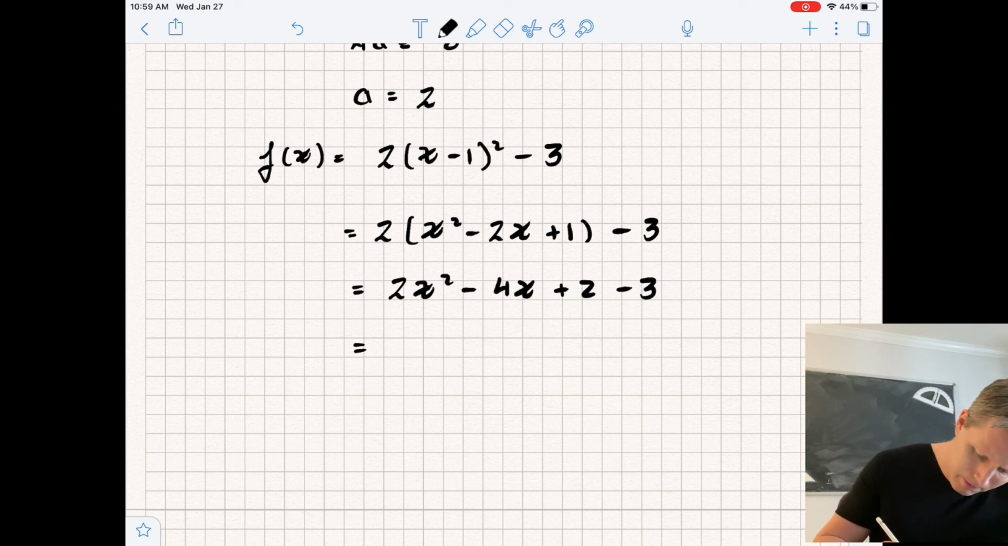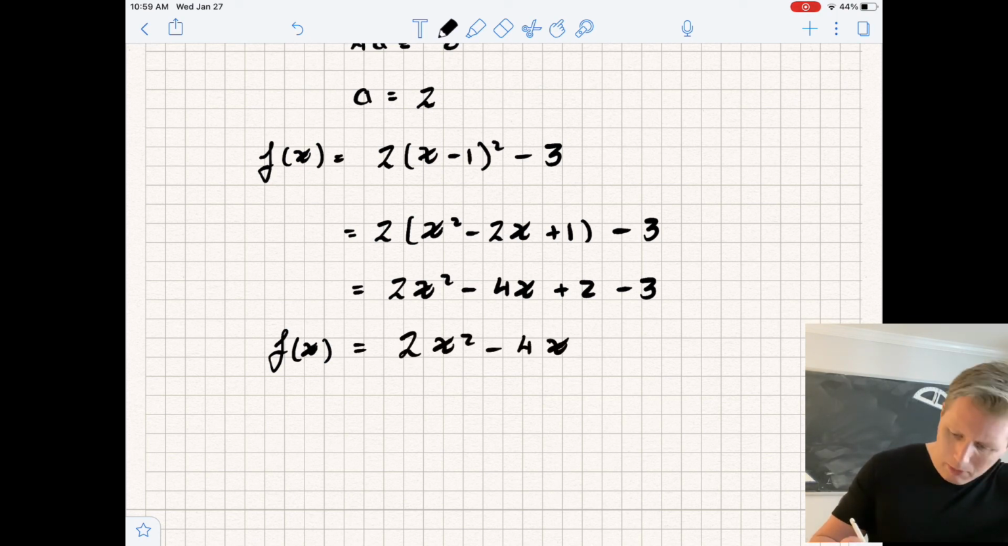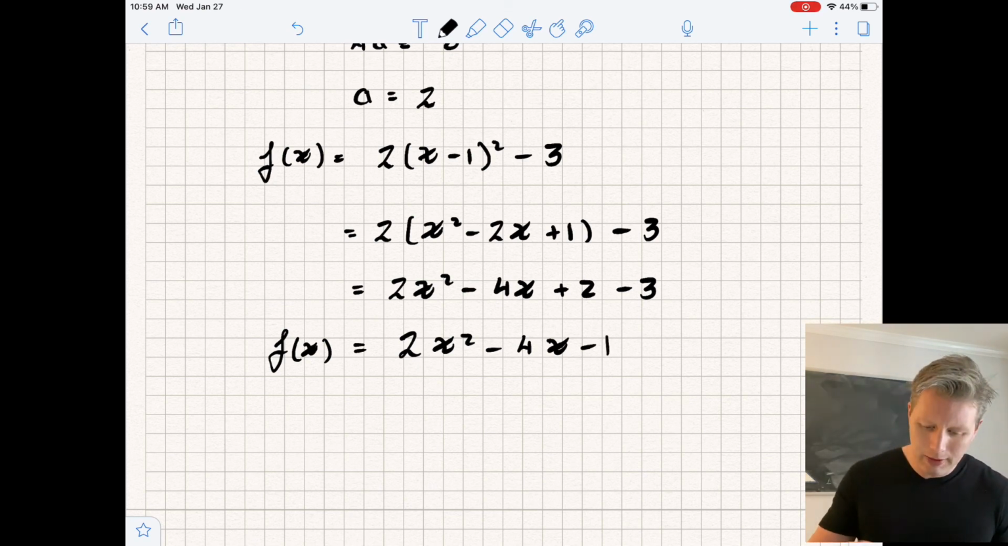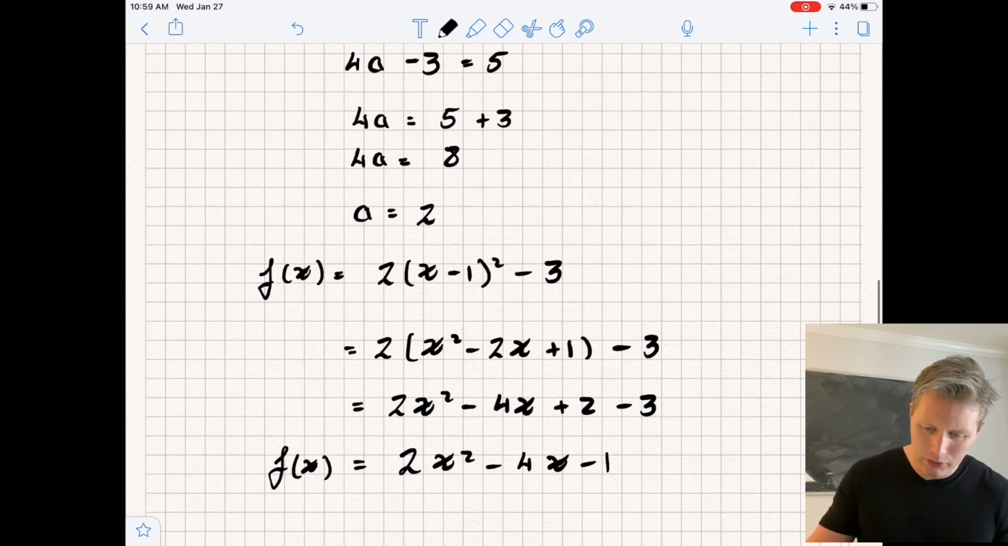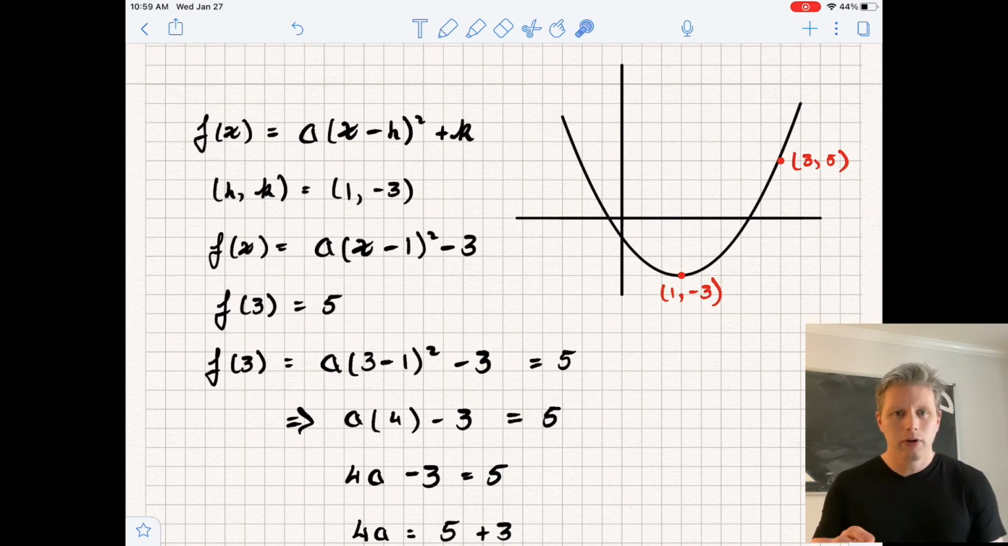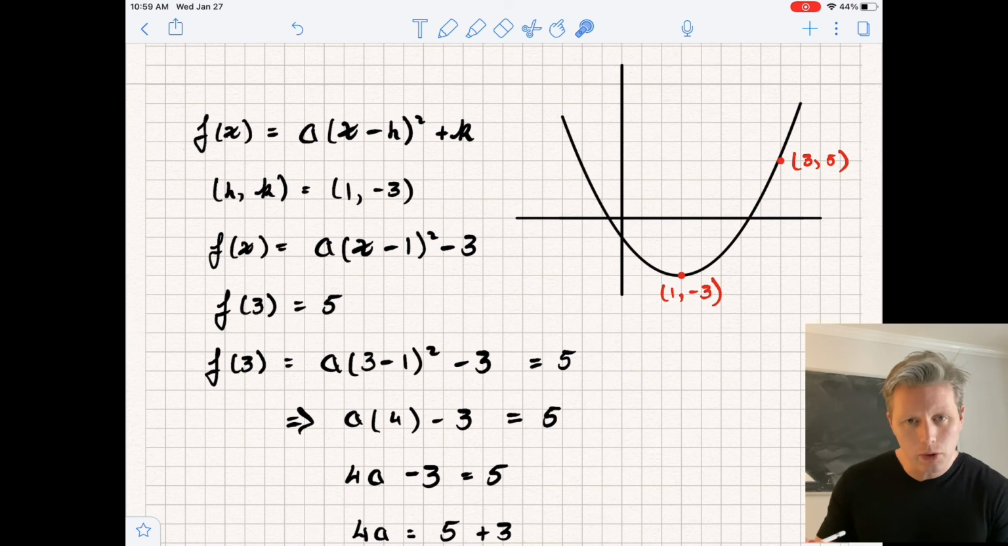And finally, f of x is equal to 2x squared minus 4x plus 2 minus 3 is minus 1. And that is the function completed. That is the function that accompanies this graph right here. And that's how we solve a problem like that, given the vertex and given another point on the graph. This is a method that we can use to then determine what that function's value is.